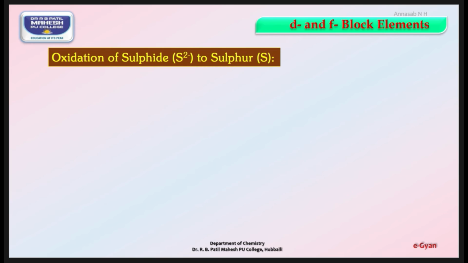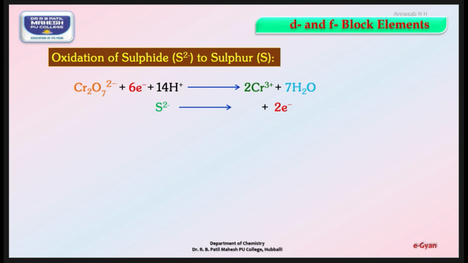Moving to the next one, oxidation of sulfide S2- to sulfur S. We have dichromate ion Cr2O7 2- gives rise to 2Cr3+ by the gain of 6 electrons and 14H+ liberates 7H2O. We have sulfide S2- liberates 2 electrons and becomes sulfur S.